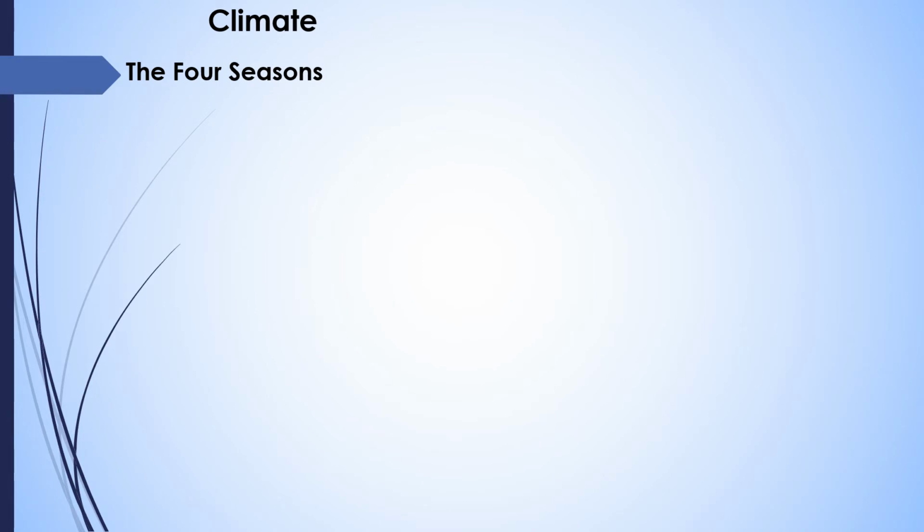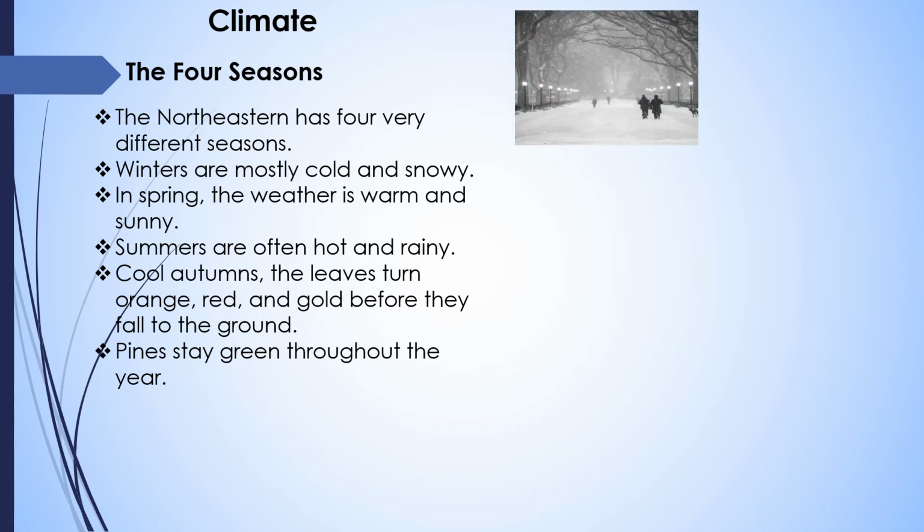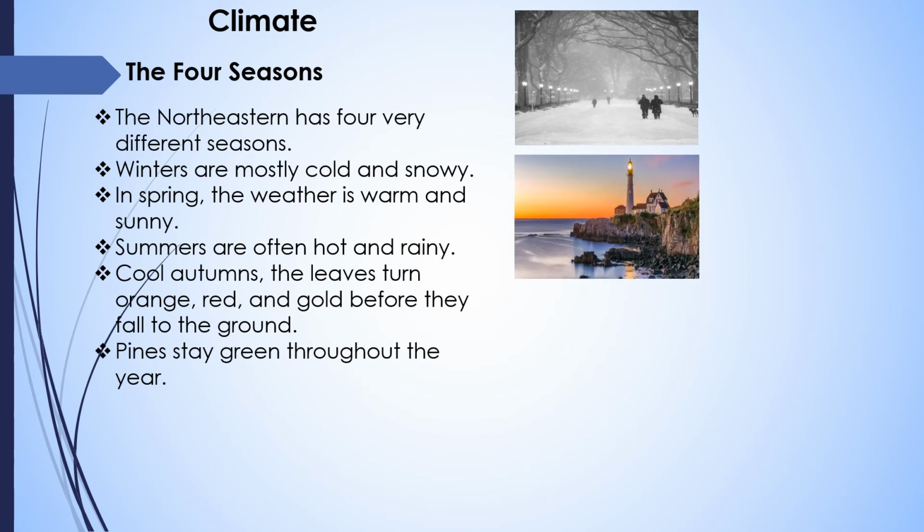Now students, let's find out about the climate in the Northeast, which varies across the region and also changes from season to season. Let's see what the 4 seasons are in this region. The Northeast has 4 very different seasons. Winters are mostly cold and snowy. In spring, the weather is warm and sunny. Flowers bloom and trees are covered with bright green leaves.